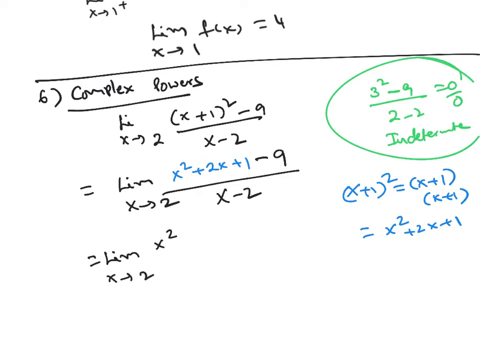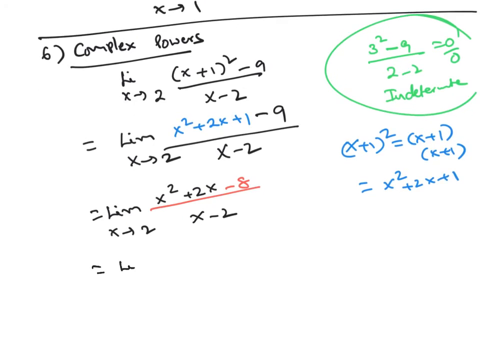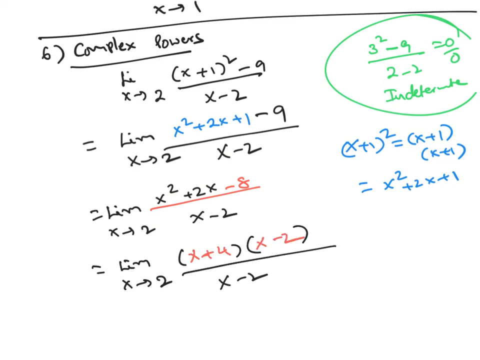Combining like terms gives me negative 8 there, and then factor the top. This function is number 1, that's a rational function, remember? Now it turns out to be number 1, and for a rational function, I need to factor this. Two numbers that multiply to give you negative 8 and add to give you 2 would be x plus 4 and x minus 2.